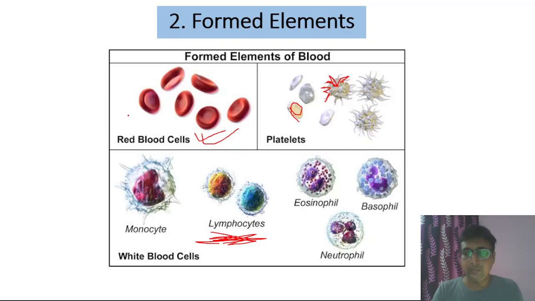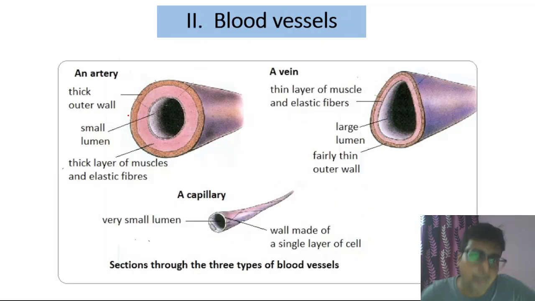Then comes the second part, the blood vessels. We have seen the blood part, and now we come to the blood vessels. Blood vessels are mainly of three types: artery, vein, and capillary. An artery is thick walled and has a smaller lumen, and a vein has a larger lumen and is thin layered. And a capillary is very small in diameter and has a very small lumen. It is just made up of a single endothelial cell.